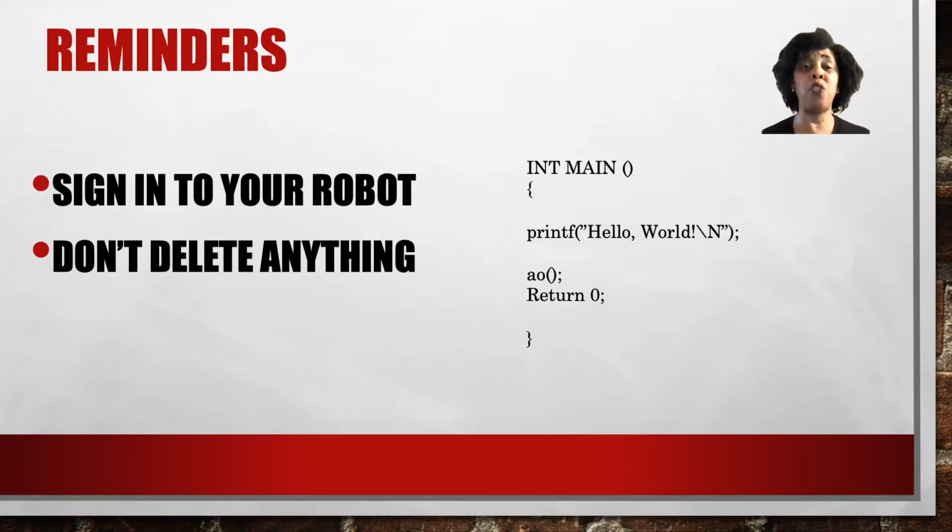Next, remember that once you go into your robot, please don't delete anything. You're going to see int main, which means integer main, and then you're going to see all of that, the parentheses, the printf, all of this. Never delete anything, otherwise your code will not work. So that is a reminder. First, sign into your robot. Second, don't delete anything. Every time you start a code, you're going to go to the end of the line that says printf. You're going to go to the semicolon, and then you're going to hit enter or return. And then you're going to start your code.